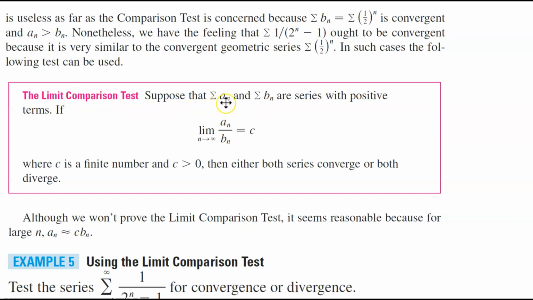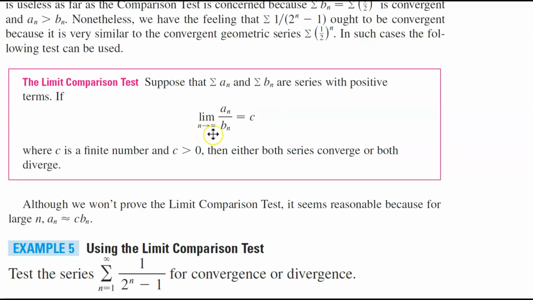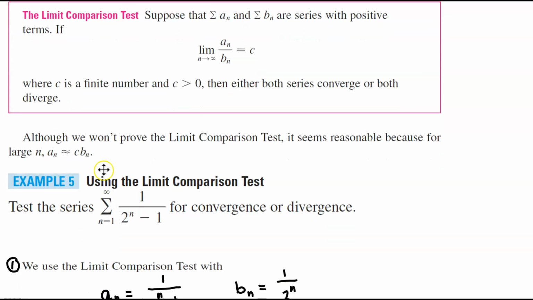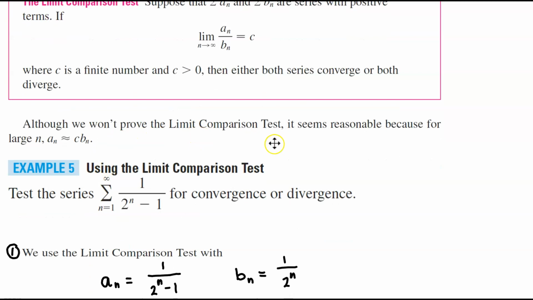Now, suppose we have two series with positive terms. If the limit as n approaches infinity of a subscript n divided by b subscript n is equal to a constant c, where c is a finite number and c is greater than 0, then either both series converge or both diverge. Although we won't prove the limit comparison test, it seems reasonable because for a large n, we can say that a subscript n is approximately the constant times b subscript n.